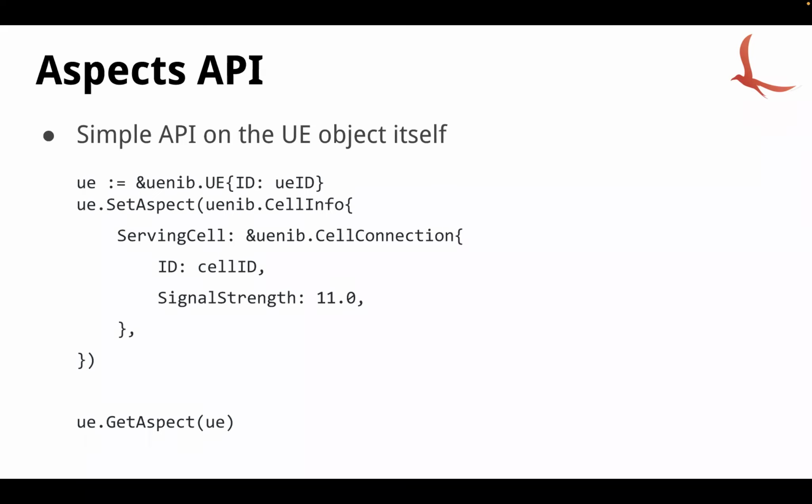As with the topology, it's a straightforward set and get on the UE protobuf message itself. There's a set aspect and get aspect. Yeah. And just like with the topology, it's type URI.